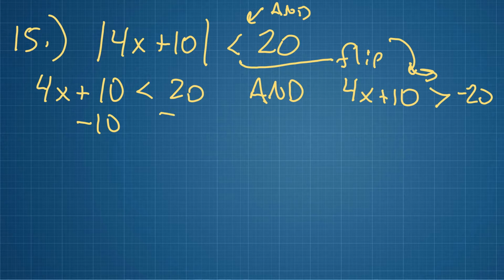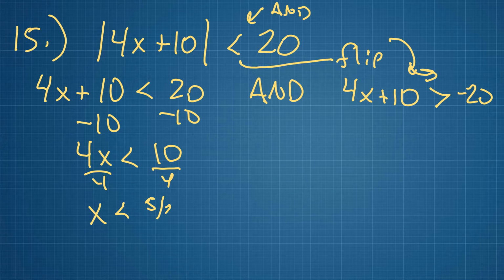I'm going to minus 10 from both sides. I get 4x is less than 10. Divide both sides by 4. I get x is less than 5 halves. Or maybe you just put 2.5. Either one of those are okay. I like 5 halves a little bit better.